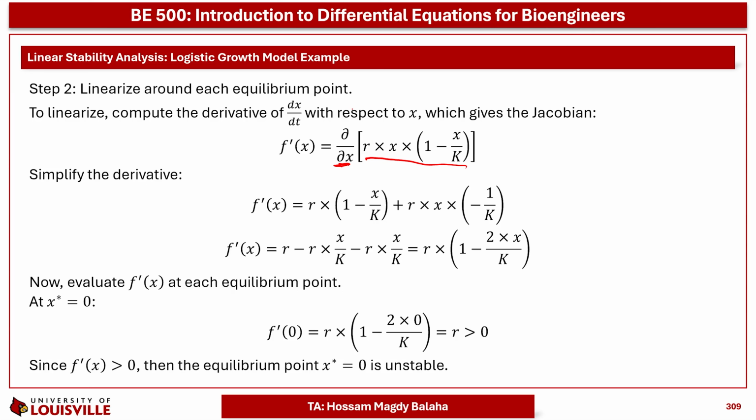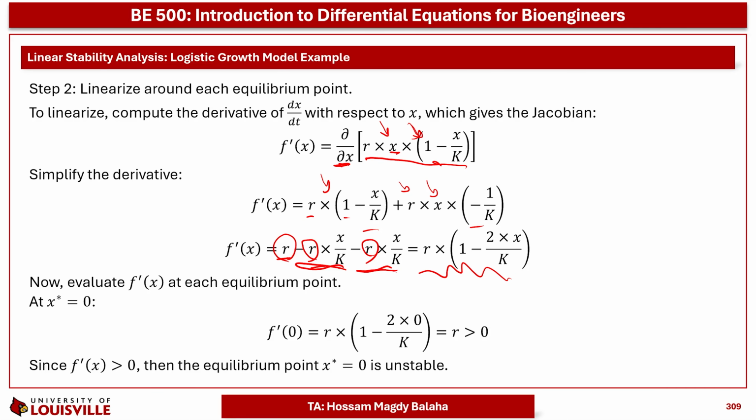So simply R is a constant multiplied by 2 parts. So apply the derivative to the first part, which will be 1, and keep the second one. Plus, keep the constant, keep x, and apply the derivative to this factor, which will be minus 1 over K. Try to simplify. R multiplied by 1 will be R, and R multiplied by this factor will be here, Rx multiplied by this factor will be here. As you see, these two factors are the same with the same sign, so it will be R multiplied by (1 minus 2x over K). So this will be our equation, or the result of the Jacobian matrix.